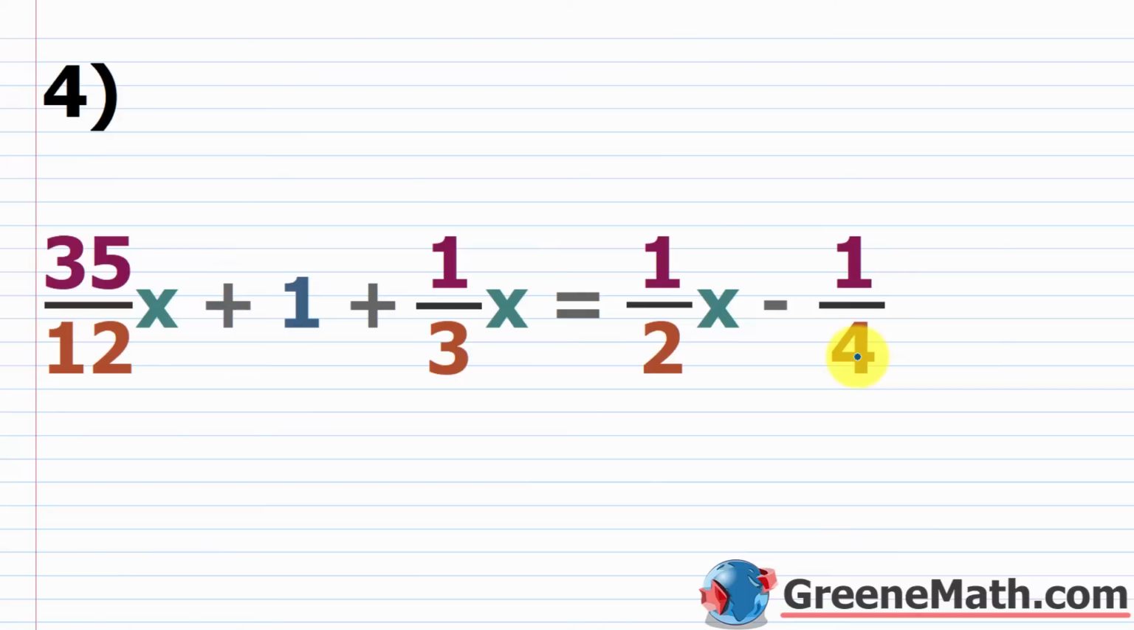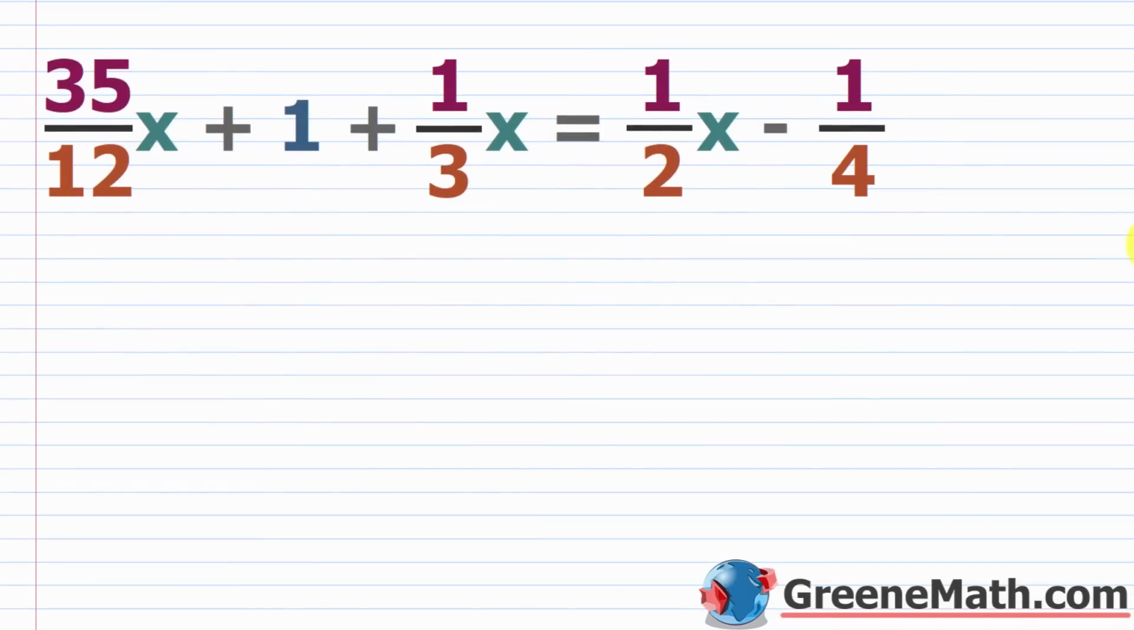All right, let's take a look at problem number 4. So we have 35 over 12x plus 1 plus 1/3 x is equal to 1/2 x minus 1/4. All right, so my LCM of 12, 3, 2, and 4 is going to be 12. Okay, so that's the least common denominator that I can form here. And so basically, I would multiply everything by 12. Again, once you get faster at this, you can just do it mentally. So let's just try to do that for this one. So I know if I multiply this by 12, the 12 in the denominator is going to cancel, right?